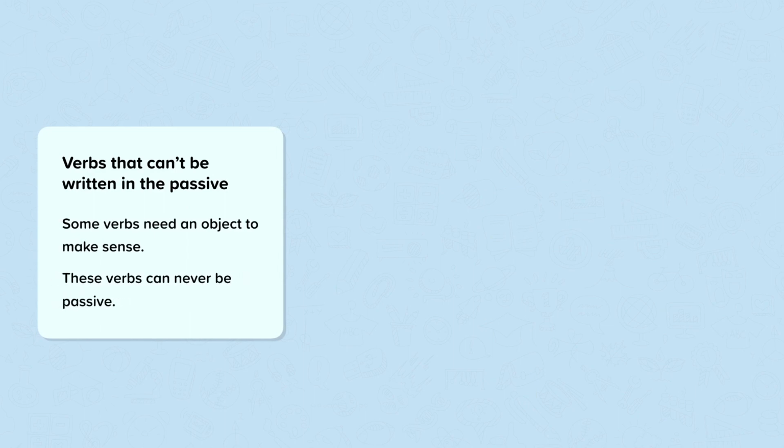Now, some verbs can't be written in the passive. Some verbs need an object to make sense. These verbs can never be passive. They are always written in the active voice.